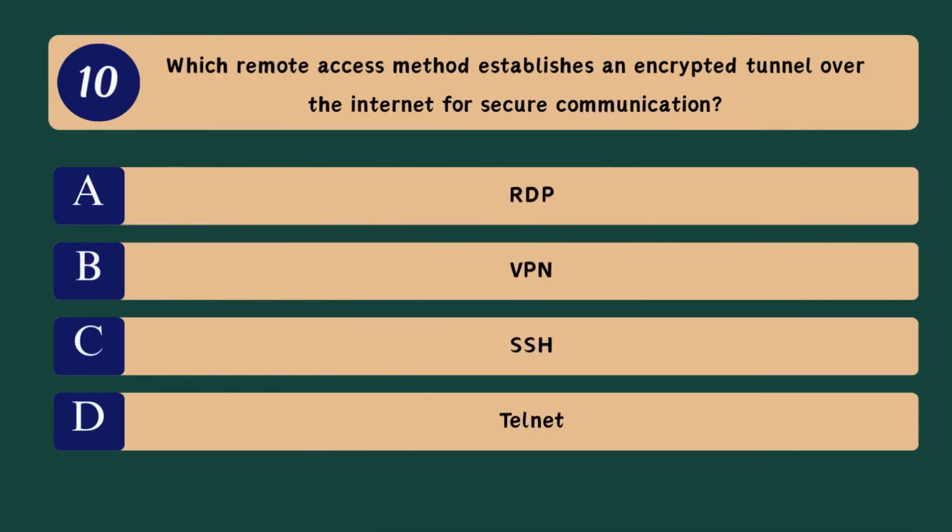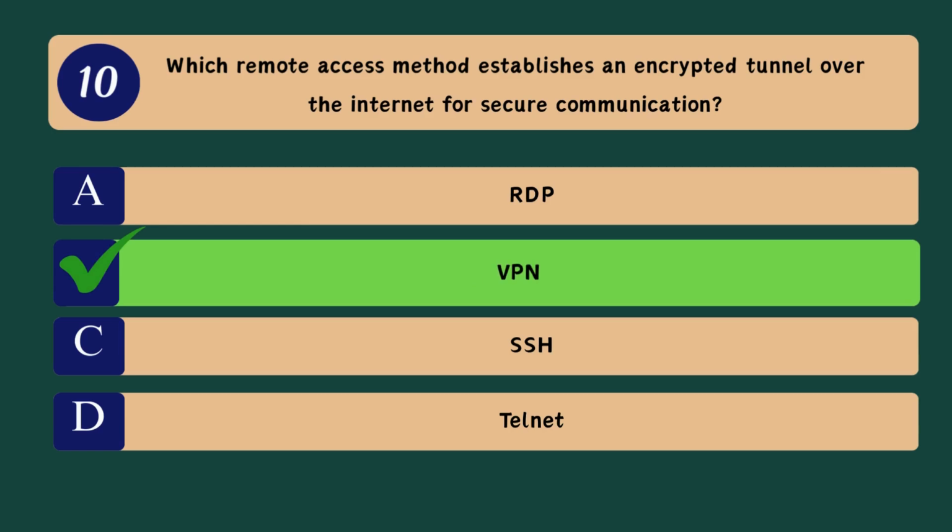Question 10. Which remote access method establishes an encrypted tunnel over the Internet for secure communication? A. RDP. B. VPN. C. SSH. D. Telnet.